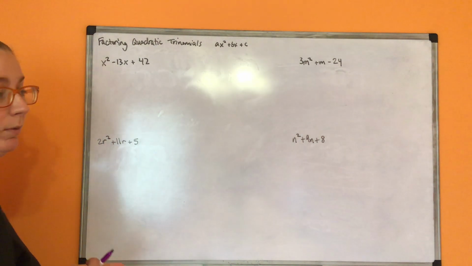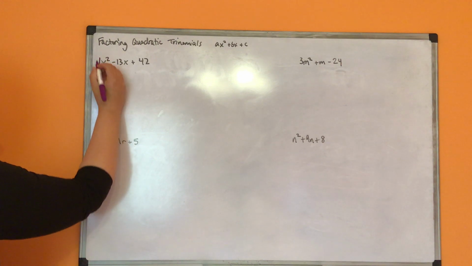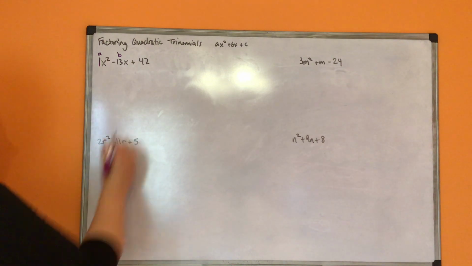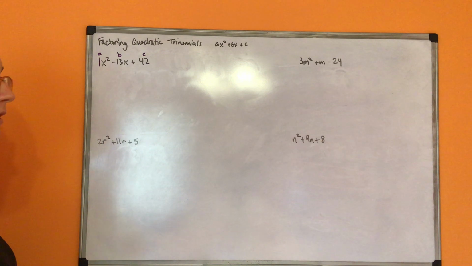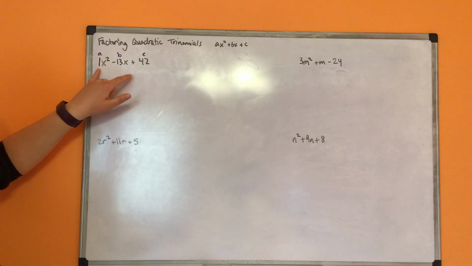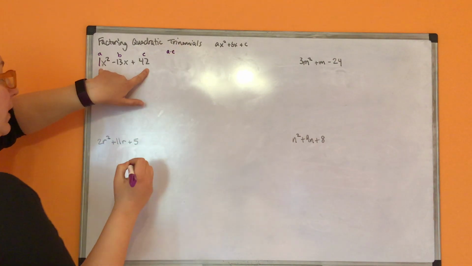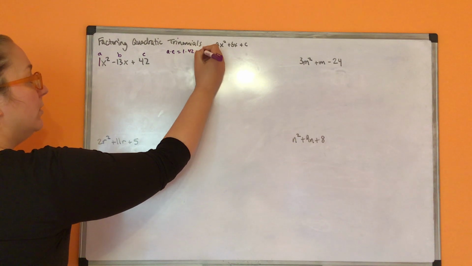So the first thing I like to do is label what A, B, and C are, because that's going to be important for what we're doing here. A is the number in front of x squared. For this first one, we don't see a number there, so it's a hidden 1. B is the number in front of regular x. C is just the number term at the end. The very first thing we are going to do is multiply the A number times the C number, just the coefficients, not the variable. So A times C is going to be 1 times 42, which is 42.